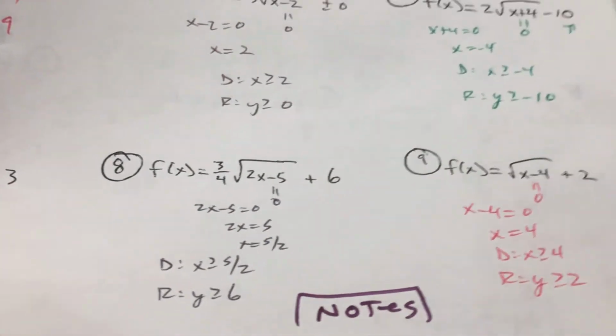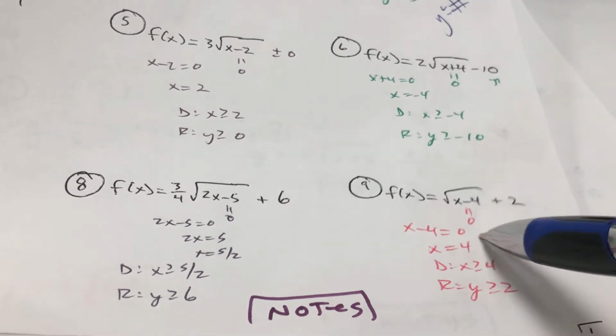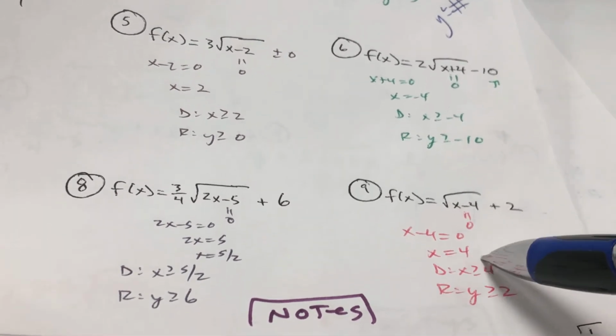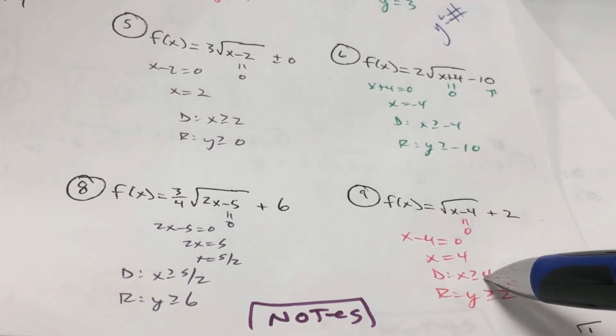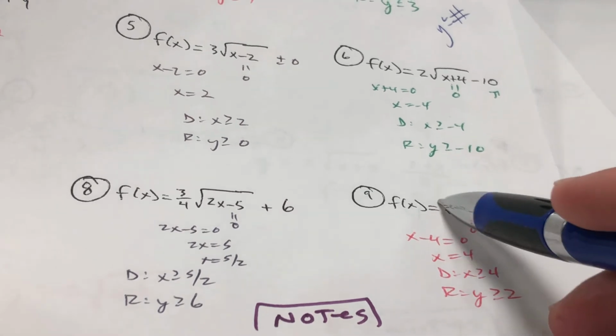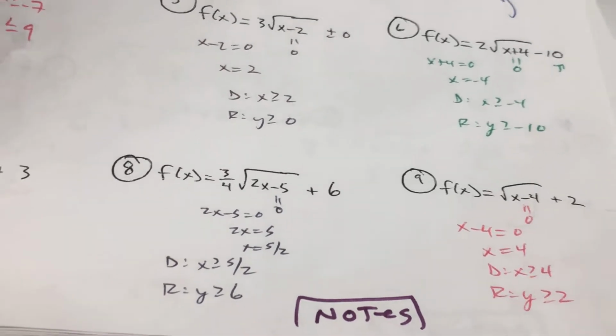And 9, very much like number 1, I said x minus 4 equal to 0. Domain is x greater than or equal to 4. Range is y greater than or equal to 2, because that's a positive square root.